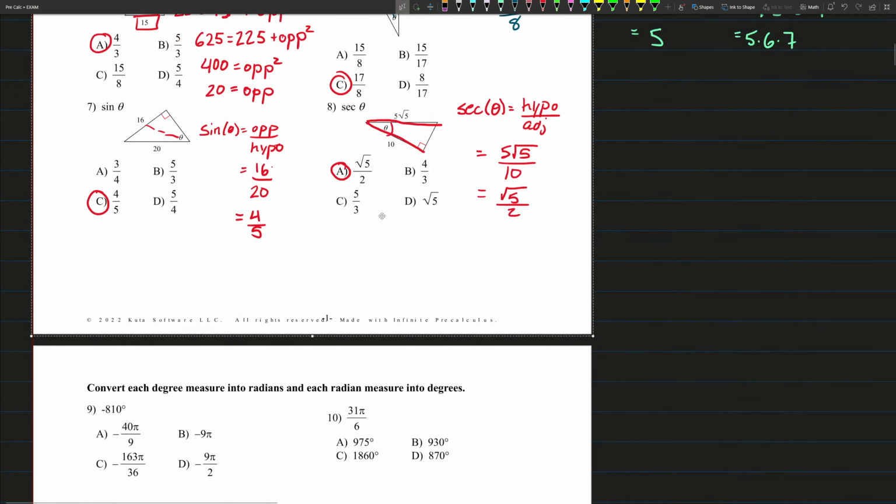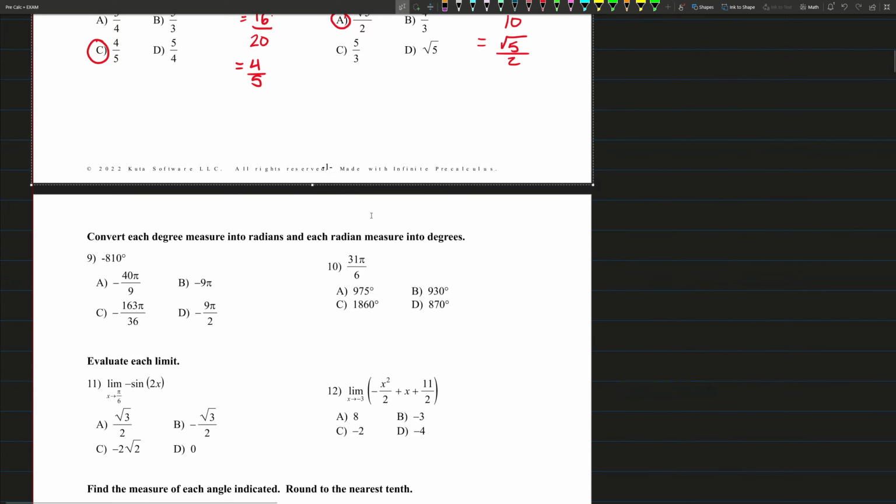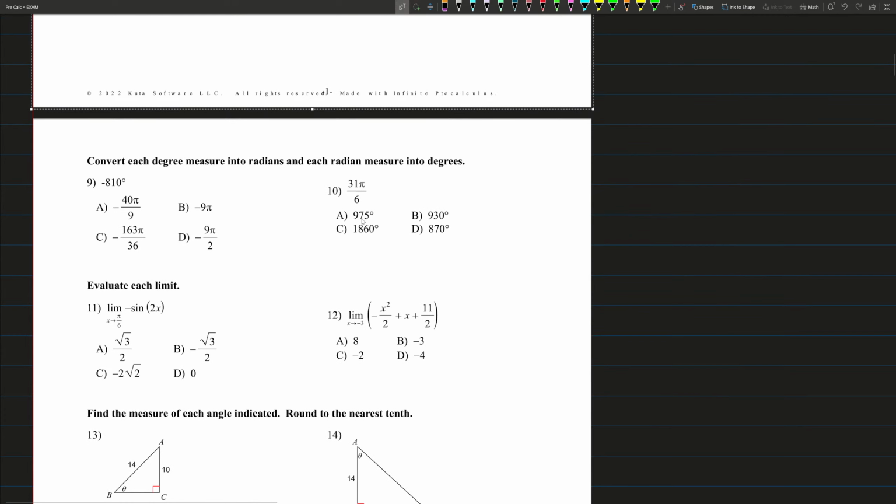All right. Number 9 and 10 have to do with converting radians to degrees and degrees into radians. Again, when we're converting degrees to radians, we're multiplying this thing by pi over 180. So really what this ends up being is 810 divided by 180, and then we're slapping a pi on. So we get 810 pi over 180. And then all we have to do is simplify. So that's 81 pi over 18, which is negative 9 pi over 2.